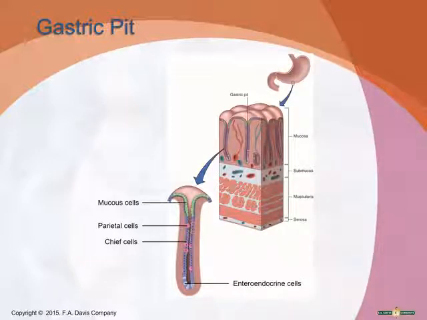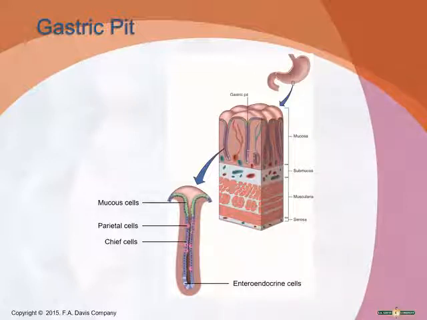Mucus cells secrete mucus. It kind of makes sense. This protects the stomach lining and keeps the stomach from digesting itself. The parietal cells secrete hydrochloric acid and intrinsic factor. Intrinsic factor is what's necessary for the absorption of vitamin B12. Hydrochloric acid helps kill microbes in swallowed food.